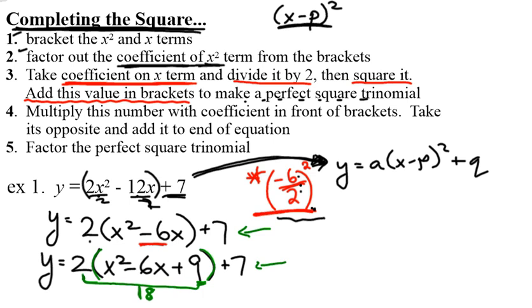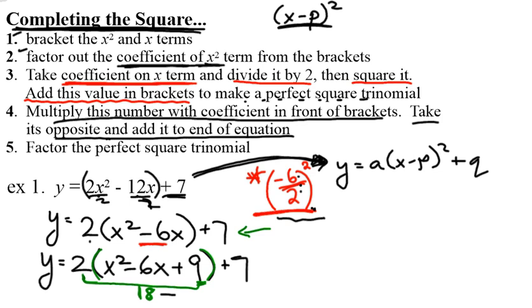I can't just change an equation. It's not allowed in math. So what I have to do, and that's why I multiply the number in front of the brackets, is see what I've added to it, but I need to take its opposite or additive inverse and add it to the end of the equation. So if I put an 18 into the question, I changed it, well, you know what I'm going to do? I'm going to take 18 away as well.